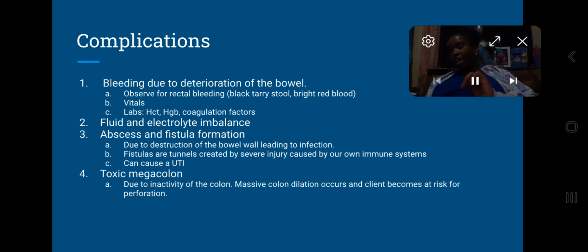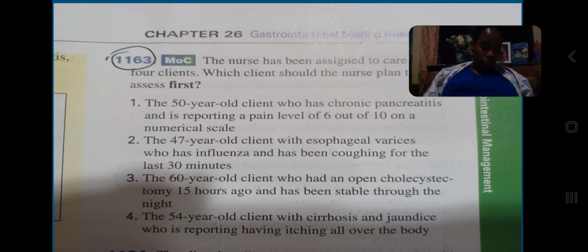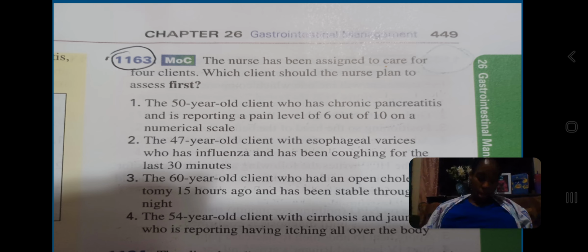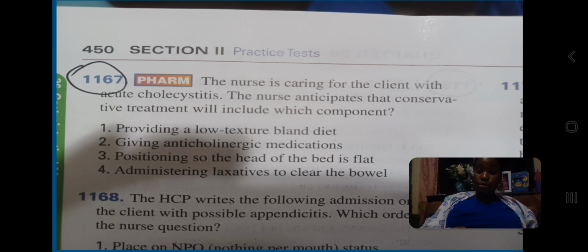Answer 3 of our NCLEX questions. Okay, here's our first one. The nurse is caring for the client who is 6 hours post-open cholecystectomy, removal of the gallbladder. The client's T-tube drainage bag is empty. After surgery, that's a concern. And the nurse notes slight jaundice of the sclera. So this would be that syndrome that I told you about, post-cholecystectomy syndrome. This is what you want to check for and notify the provider, because you're not draining the gallbladder.